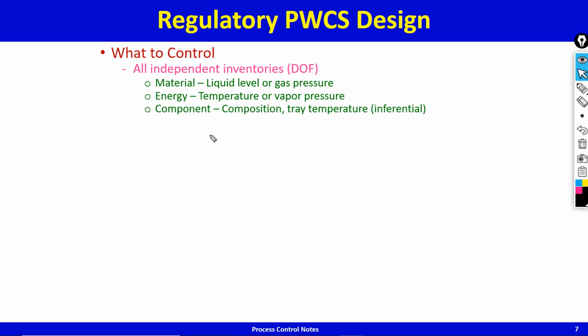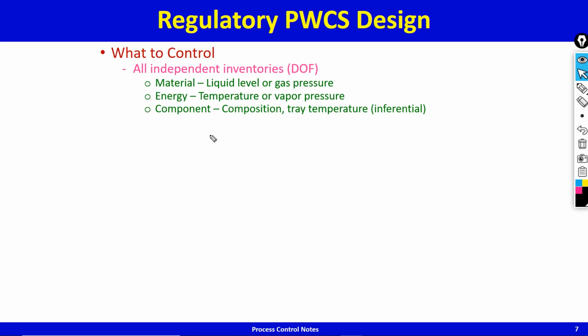On a distillation column, a tray temperature is an inferential measure of composition, in the sense that if the tray temperature is decreasing, what that means is the light key on that tray is increasing. So a decreasing tray temperature implies increasing light key composition in the tray.